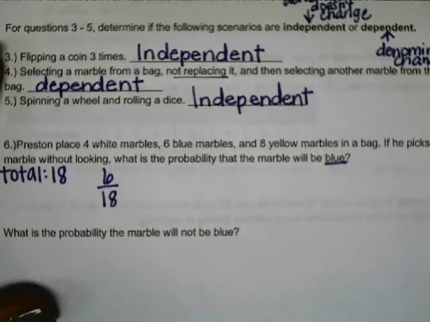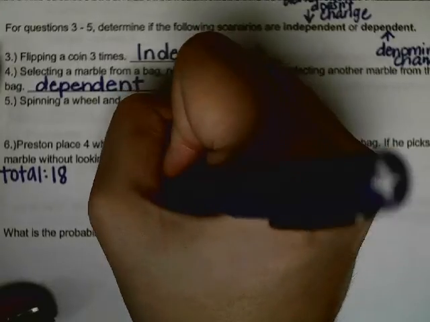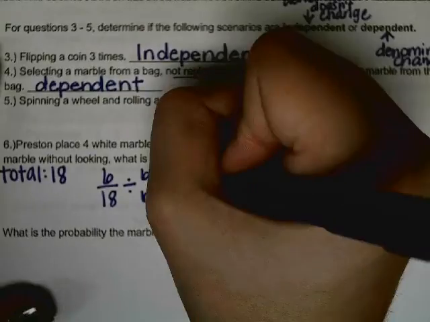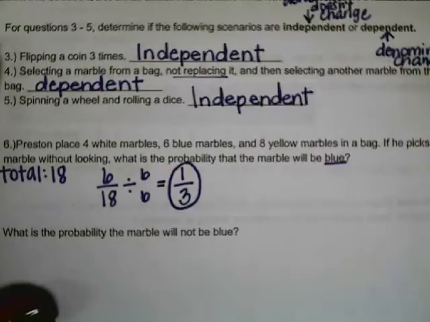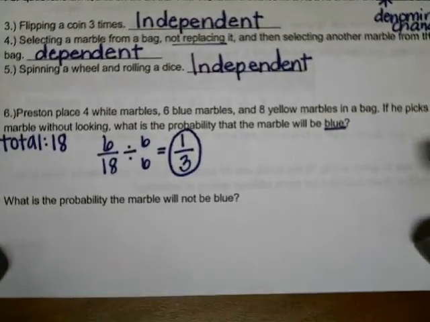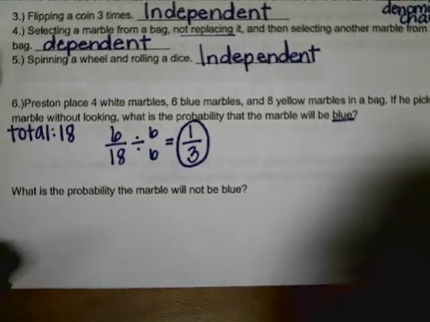Make sure you simplify each option. I can divide both the top and the bottom by 6, and my reduced fraction becomes 1/3. Now the second part to that. What is the probability that the marble will not be blue?